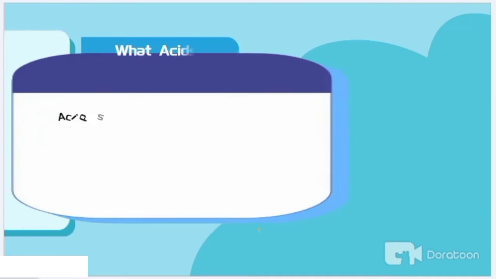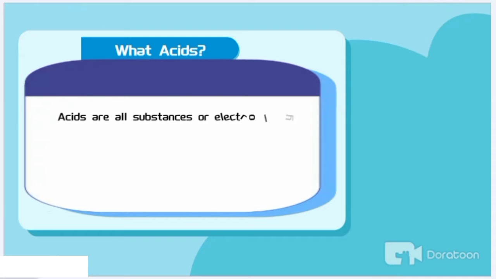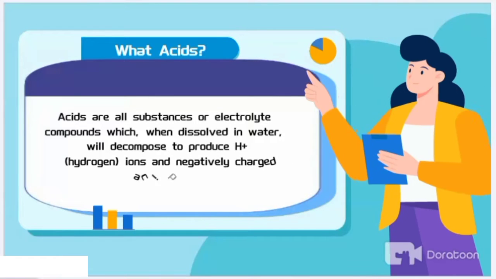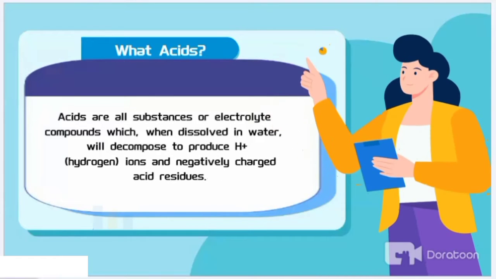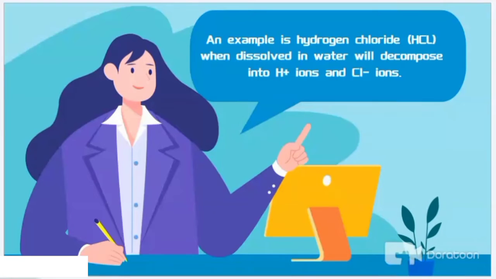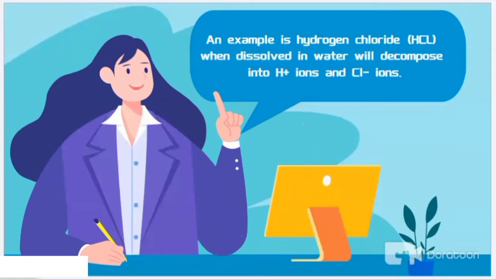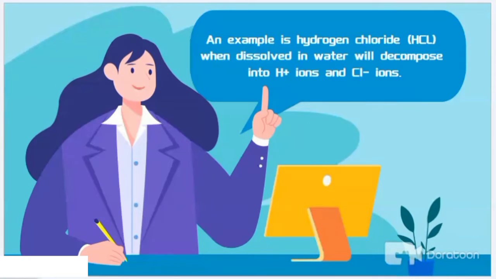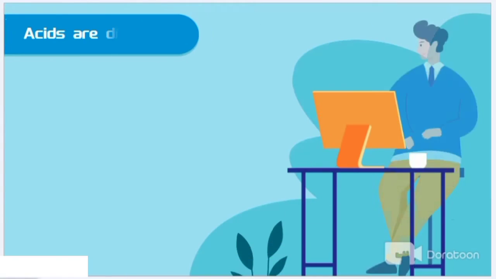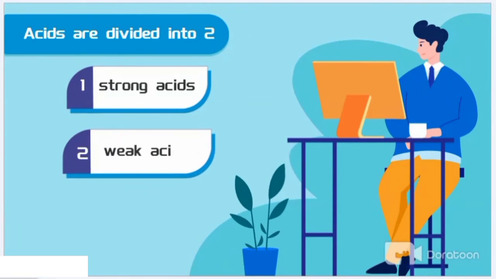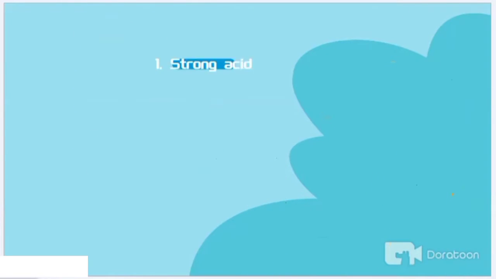Acid. Acids are all substances or electrolyte compounds which, when dissolved in water, will decompose to produce H+ hydrogen ions and negatively charged acid residues. An example is hydrogen chloride, HCl. When dissolved in water, it will decompose into H+ ions and Cl- ions. Acids are divided into two, namely strong acid and weak acid.